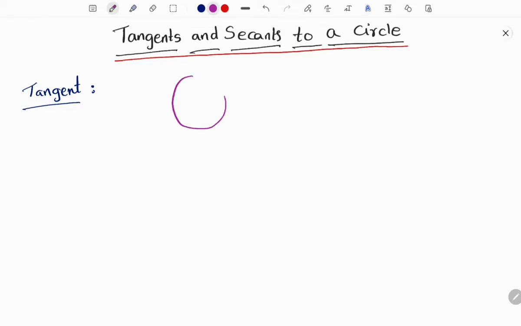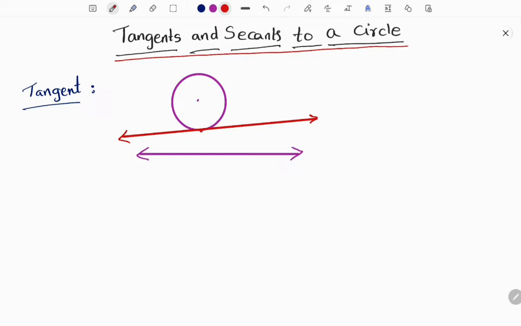Suppose this is a circle. This is the center of the circle. Suppose here I can draw a line like this. See, this line never touches the circle. Suppose here I can draw a line like this. Yes, it touches the circle. Yes or no? That line touches the circle.